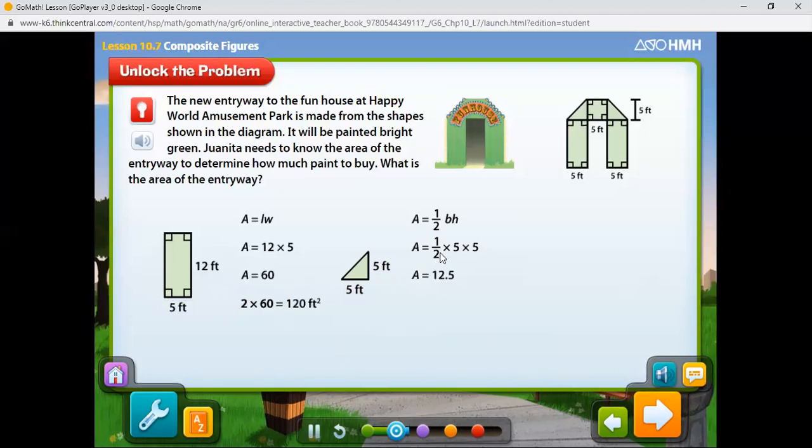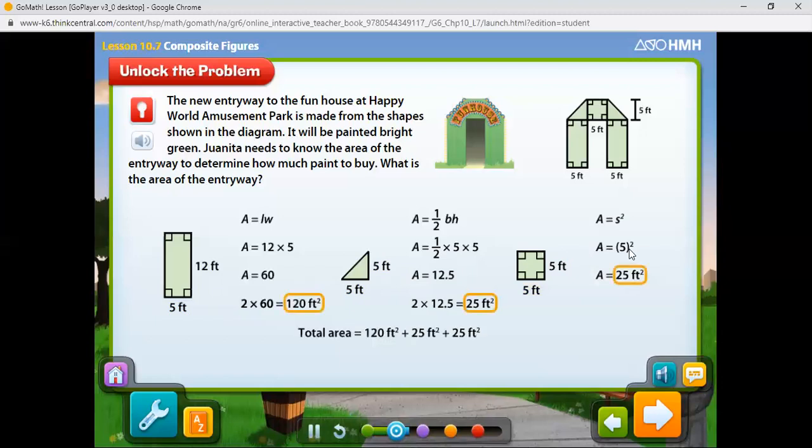The area of each triangle is 12 and 5/10 square feet. There are two triangles, so the total area of the triangles is 25 square feet. Next, find the area of the square. The formula for the area of a square is A equals S squared, where S is the length of each side. The length of each side is 5 feet. What is the area of the square? The area is 25 square feet.